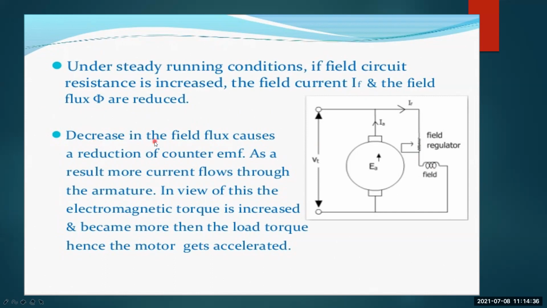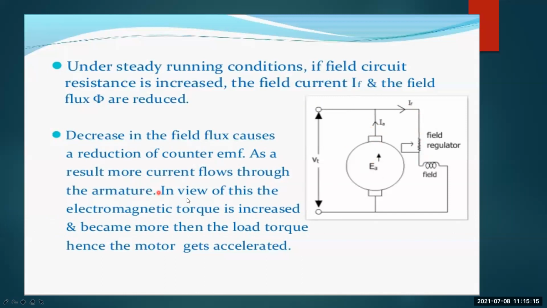Okay, a decrease in the field flux causes a reduction in the counter EMF. EB is equal to K into φ into ω. This back EMF is also decreasing. As a result, more current flows through the armature. Because only a small amount of current is flowing through the field winding, the remaining current is diverted into the armature circuit. So a maximum amount of current flows through the armature.